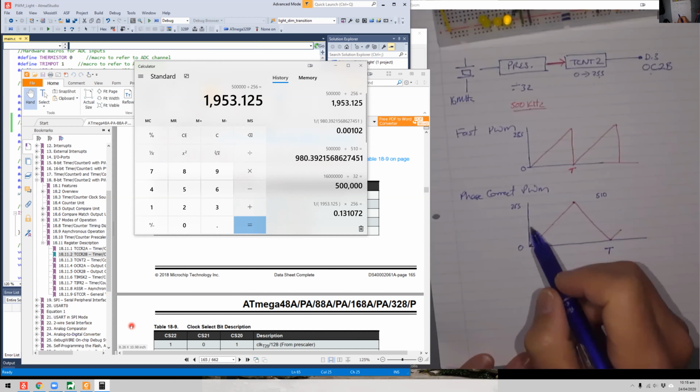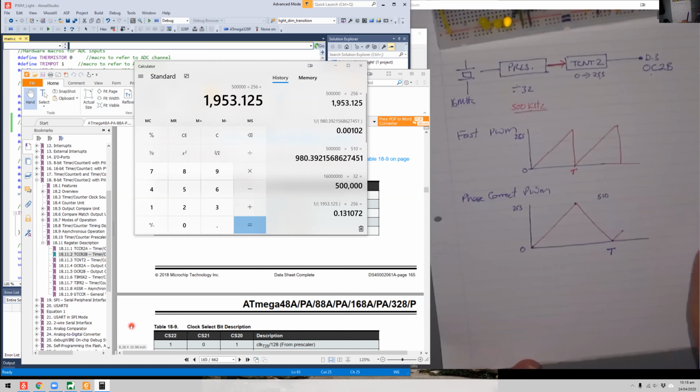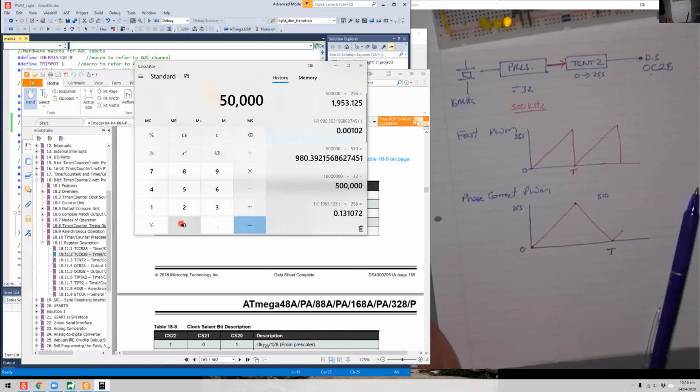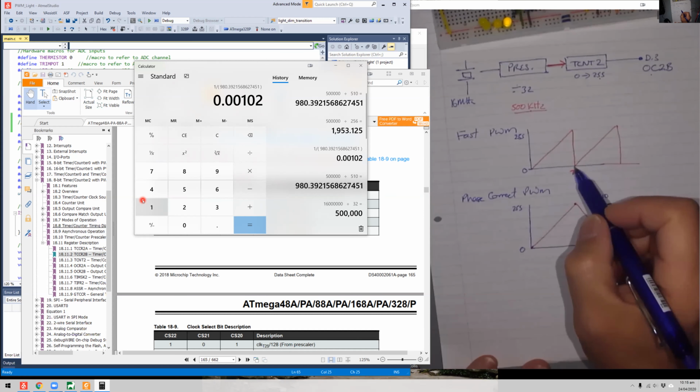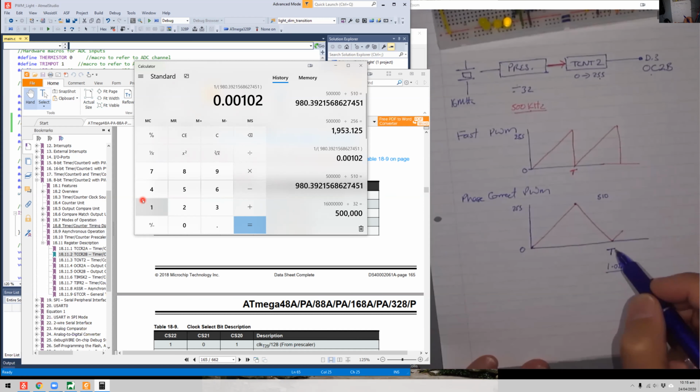So we've got 500 kilohertz divided by 512, which is around about that 1 millisecond. If I get my 500 kilohertz divided by 510, then what we get is 980 hertz, which has a period, inverse that, of 1.02 milliseconds. So this is a 2 kilohertz signal here, and this is a 1 kilohertz signal roughly here. Not quite, but close to it.